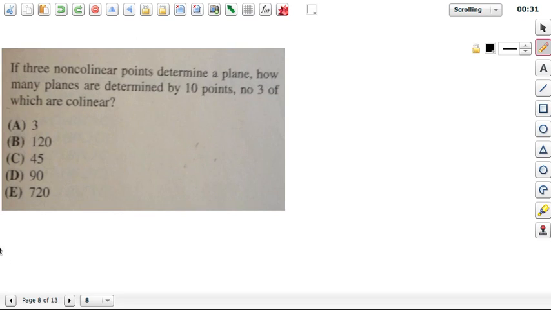Pause your video, try this one. If 3 non-collinear points determine a plane, how many planes are determined by 10 points, no 3 of which are collinear? Okay, so we really need to figure out how we can choose 3 unique points from 10. How do you choose 3 from 10? You can use your calculator, or you can use 10 factorial over 3 factorial times 7 factorial. I recommend that you do use your calculator.